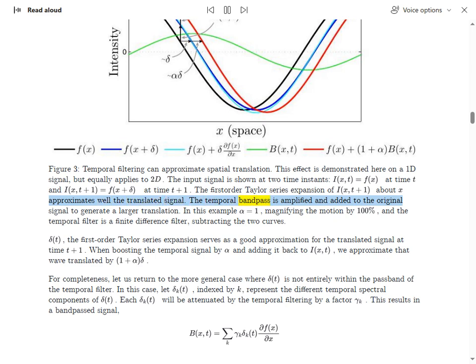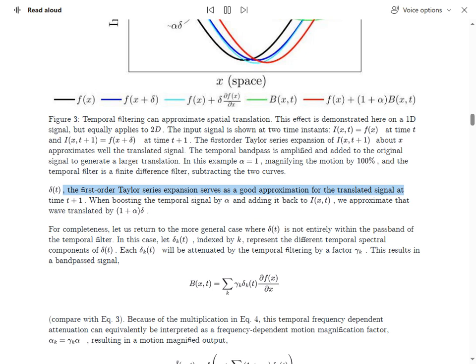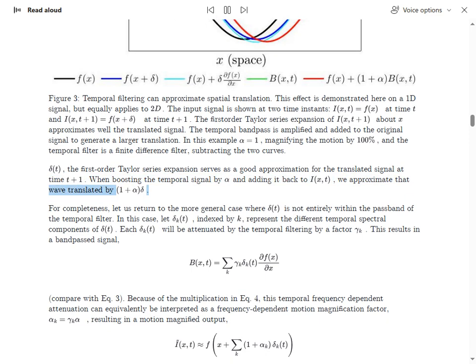The temporal bandpass is amplified and added to the original signal to generate a larger translation. In this example, alpha equals 1, magnifying the motion by 100%, and the temporal filter is a finite difference filter, subtracting the two curves. Delta, the first-order Taylor series expansion, serves as a good approximation for the translated signal at time t+1. When boosting the temporal signal by alpha and adding it back to I(x, t), we approximate that wave translated by 1 plus alpha times delta.